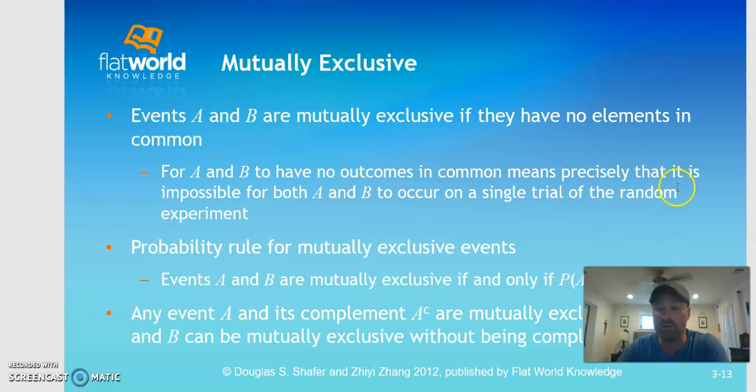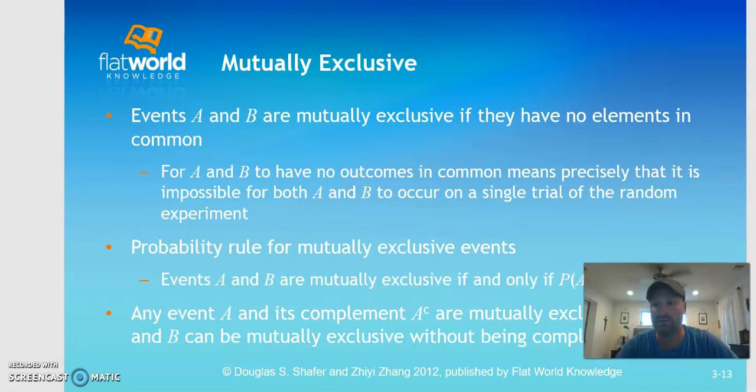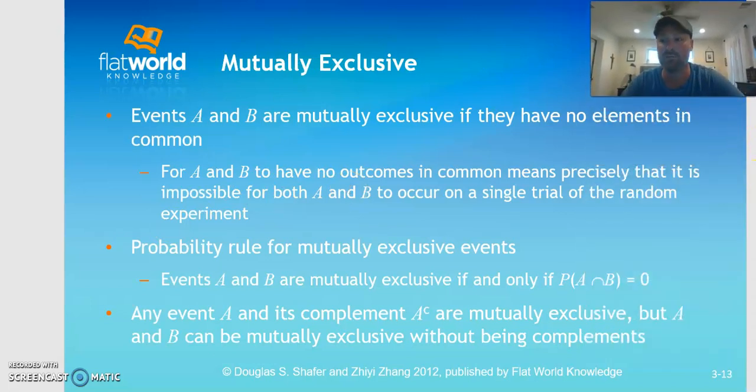When we talk about mutually exclusive events, A and B are mutually exclusive if they have no elements in common. For A and B to have no outcomes in common means precisely that it is impossible for A and B to occur on a single trial. So we can't have the intersection. Mutually exclusive means the intersection is not possible. Events A and B are mutually exclusive if and only if the probability of A intersection B is 0.